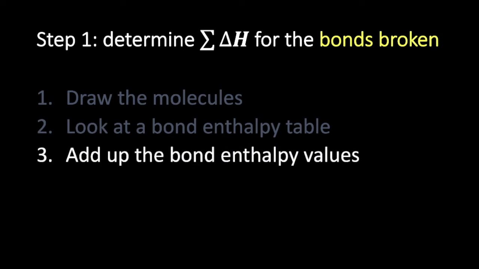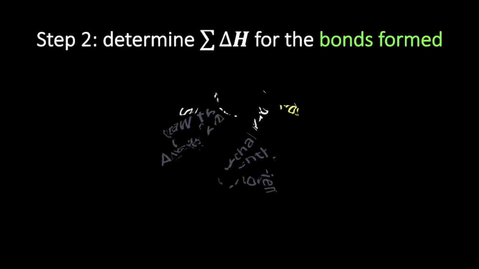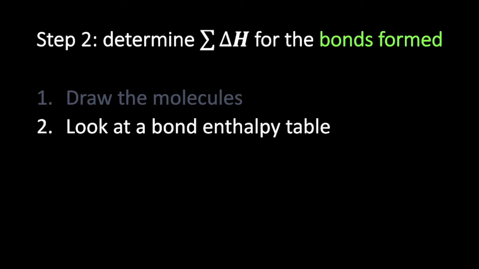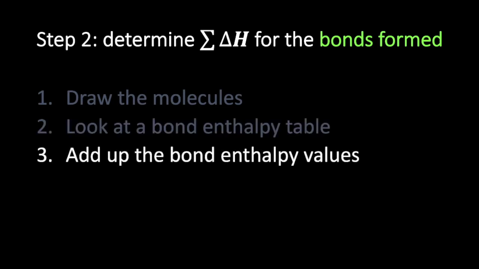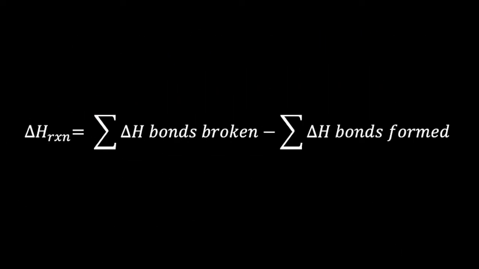Then we're going to look at a table and we'll find the bond enthalpies for each of the breaking bonds. We'll add these values all up, but we need to pay attention to stoichiometry because if there are multiple copies of a type of bond, you have to multiply that bond enthalpy by the number of copies of that bond in the reaction. In step 2, we're going to do the same thing for the enthalpies of the bonds that are forming. We're going to draw out our molecules, look at the table and find the bond enthalpies, and add up all of these values but account for the number of copies for the stoichiometry. Finally, we're going to use our equation to solve for the enthalpy of reaction.